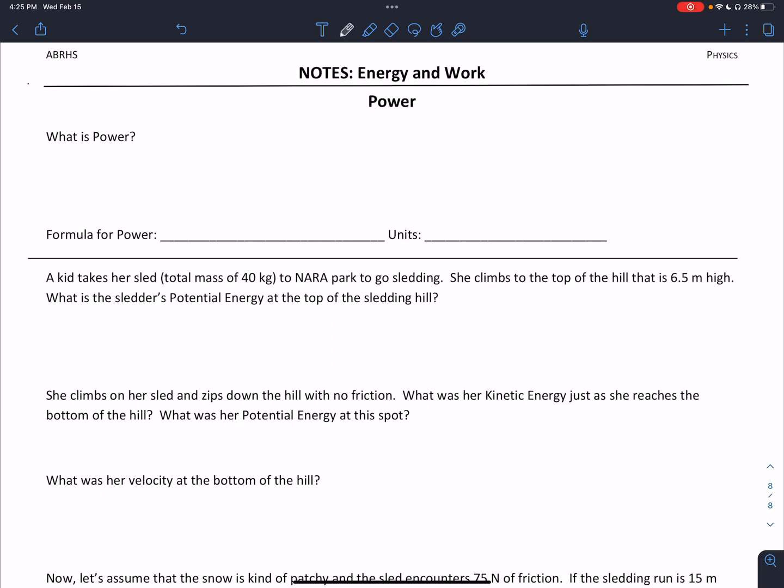All right, so power is something that we have heard of in everyday vernacular. We tend to think of it in terms of the power company or superpowers. But power also has a physics definition, and power is the rate at which work is done. As soon as we see that word rate, that basically tells us that we're going to have time involved. In fact, the formula for power is W over T.